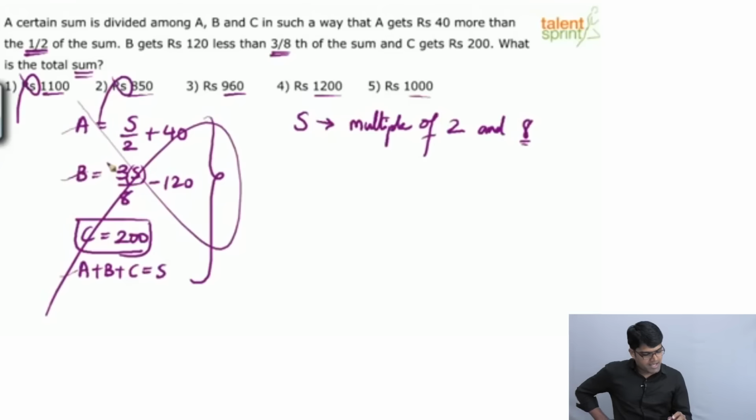850? No. Answers will be either 960, which is a multiple of 8, or 1200, which is a multiple of 8, or 1000, which is a multiple of 8. So let us verify from these options.